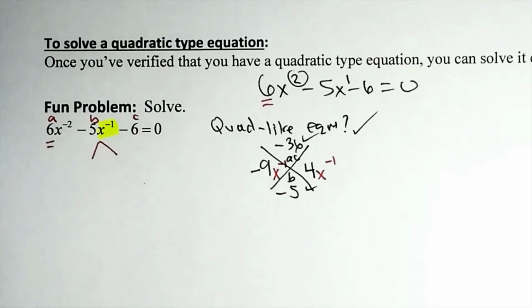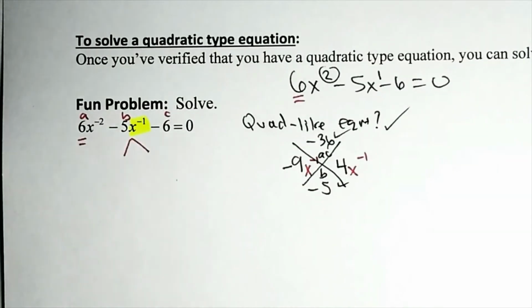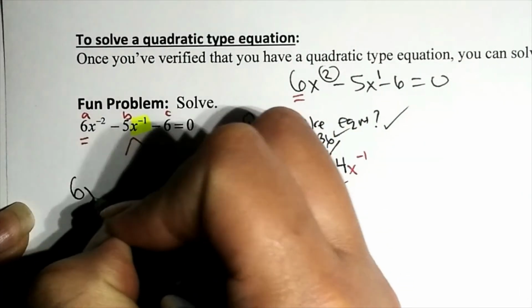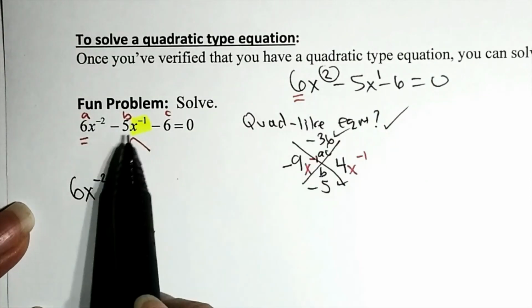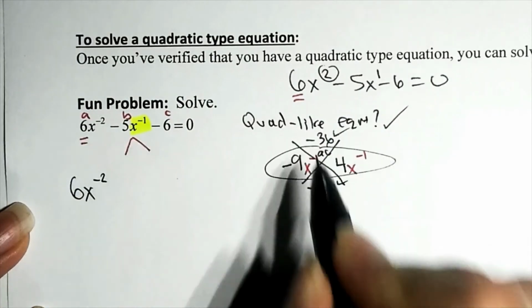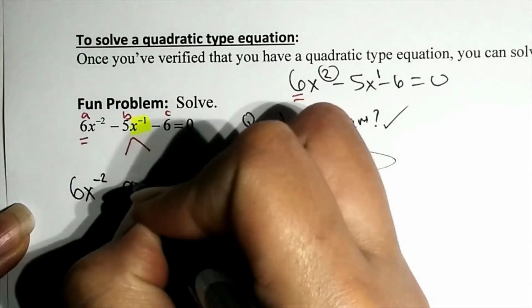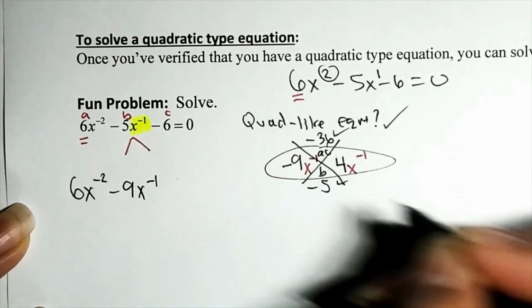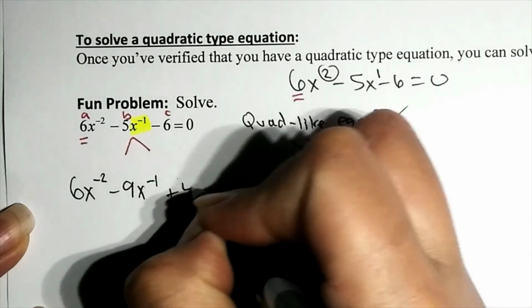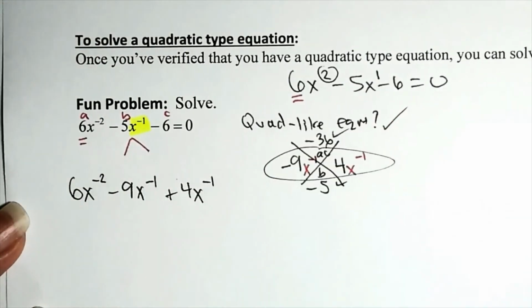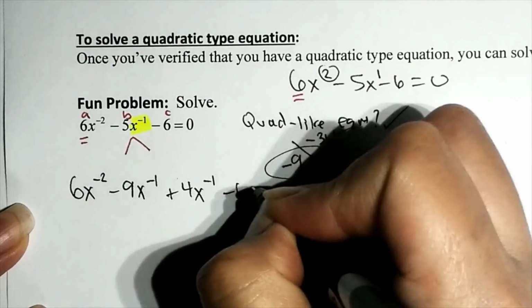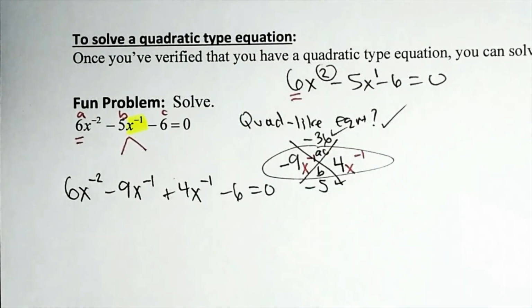That's like a tongue twister for me. Okay, let's do this. So that will give us 6x to the negative second, and we're replacing the middle term by these bad boys, by the signs. Negative 9x to the negative first, and 4 is positive, so plus 4x to the negative first. You bring down the rest of the equation. Cool, so let's go ahead and do this.